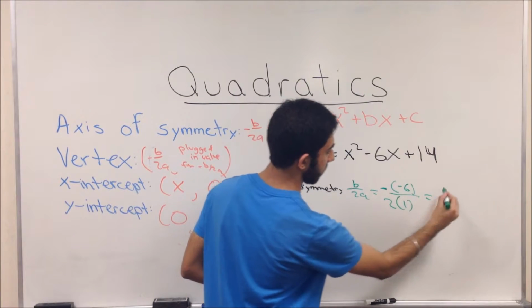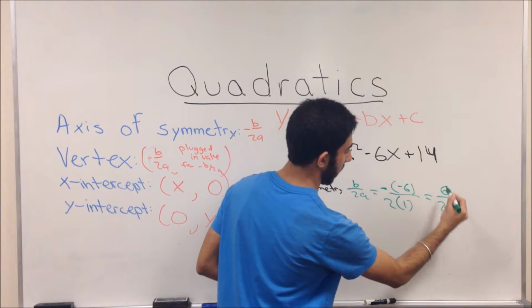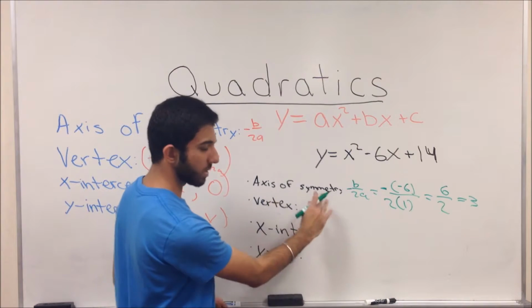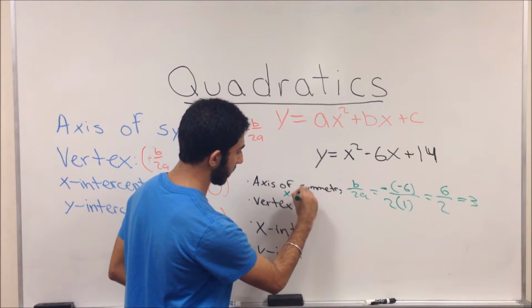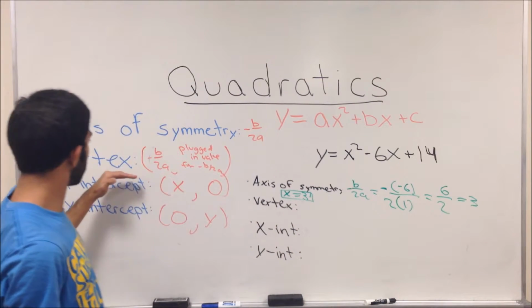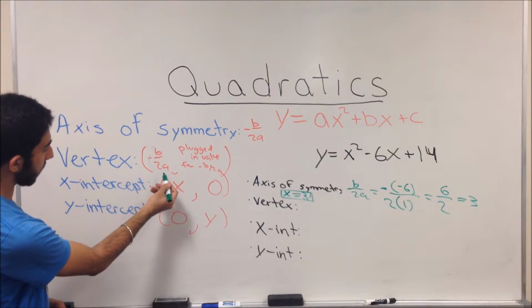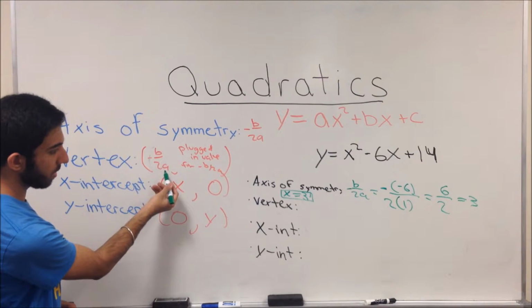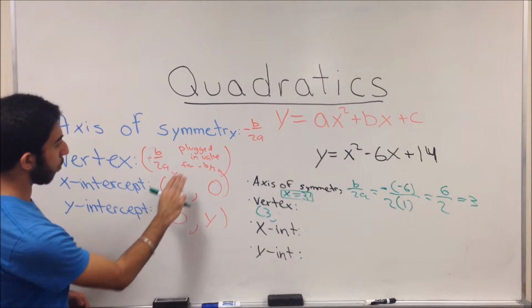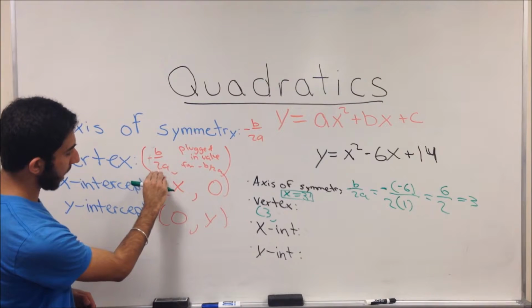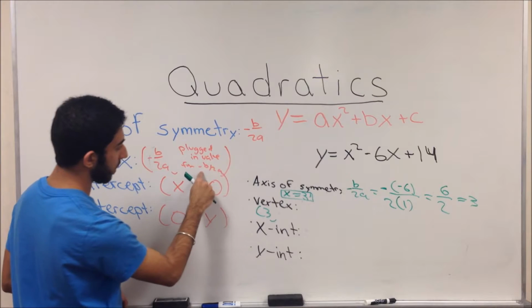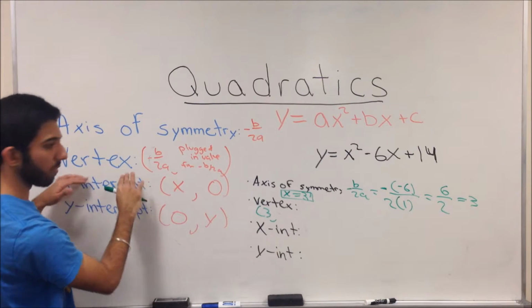So negative into negative makes it a positive 6. And 6 divided by 2 gets you 3. Hence, your axis of symmetry equation will be x equals 3. For your vertex, as I show here, your x value is negative b over 2a. So for the vertex, it will be 3. And your y value will be, after you plug in negative b over 2a into your equation, the y value you get. That will be your y value for your vertex.